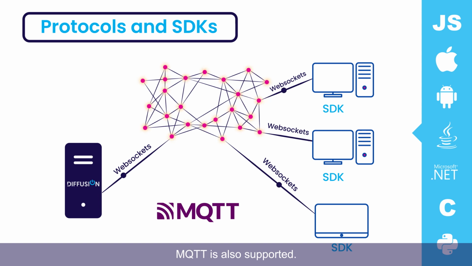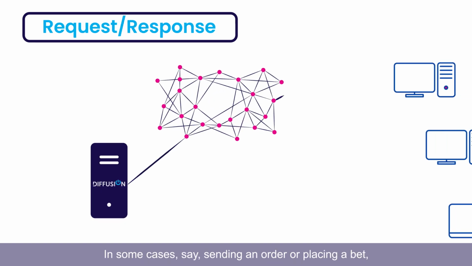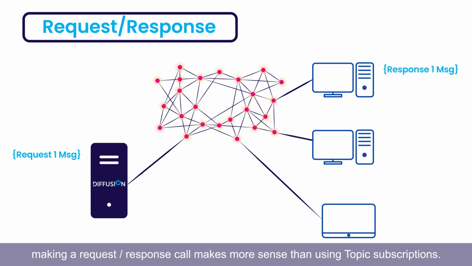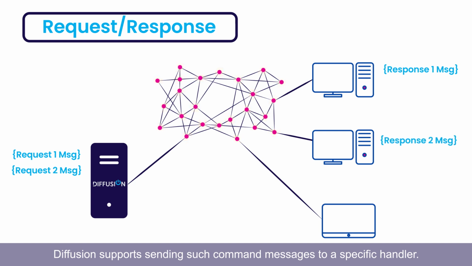MQTT is also supported. In some cases, say sending an order or placing a bet, making a request-response call makes more sense than using topic subscriptions. Diffusion supports sending such command messages to a specific handler.